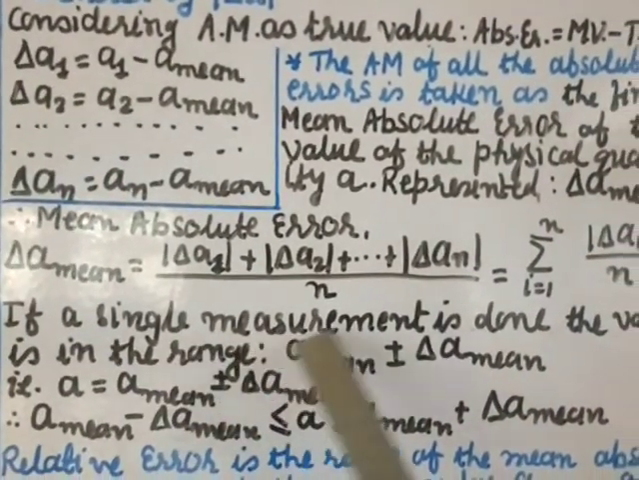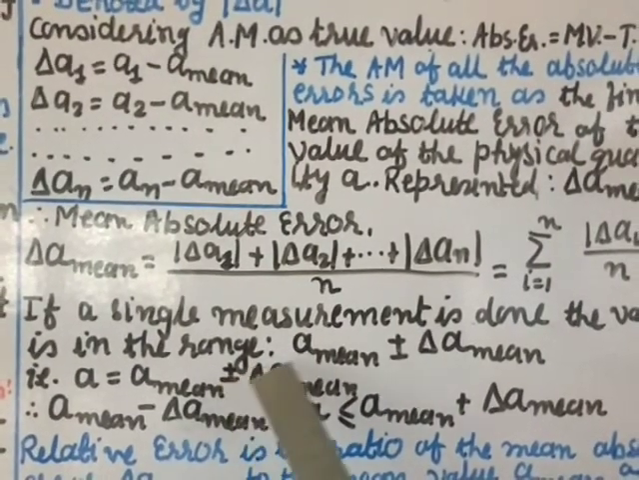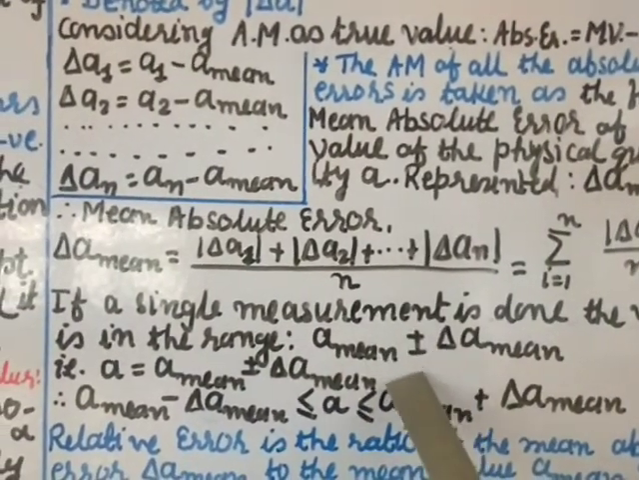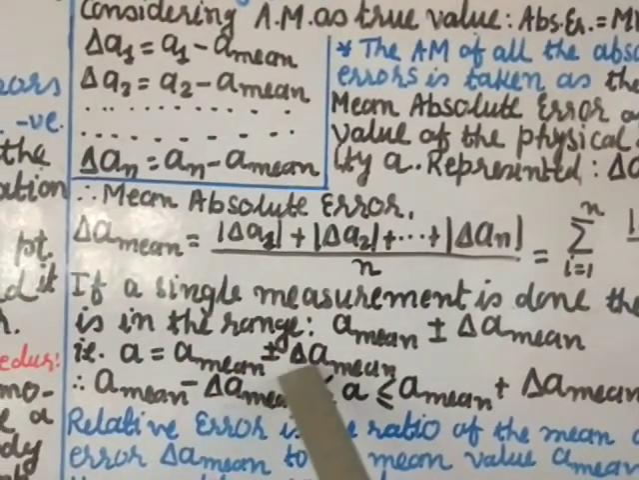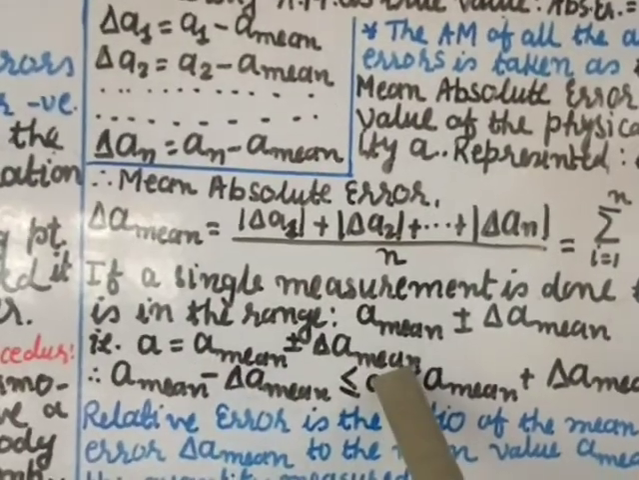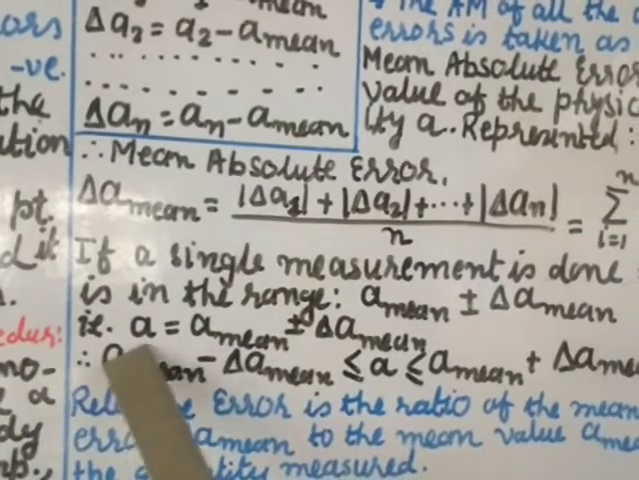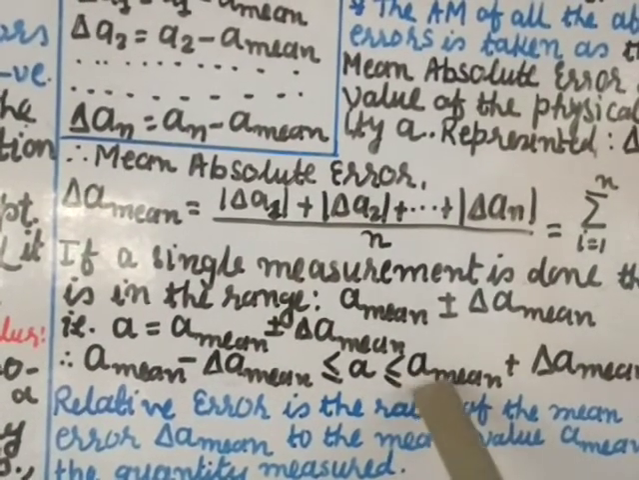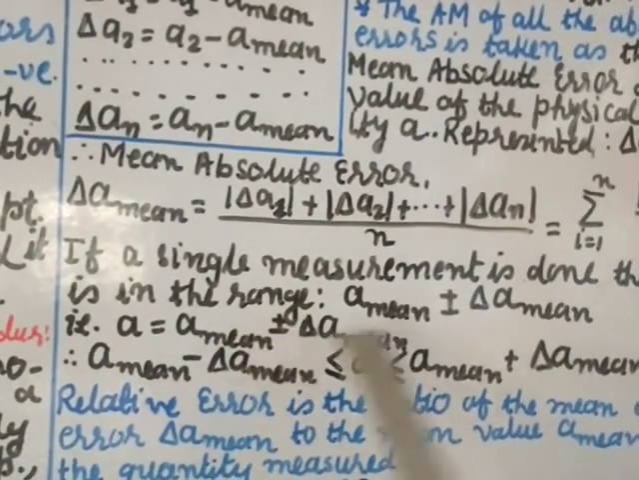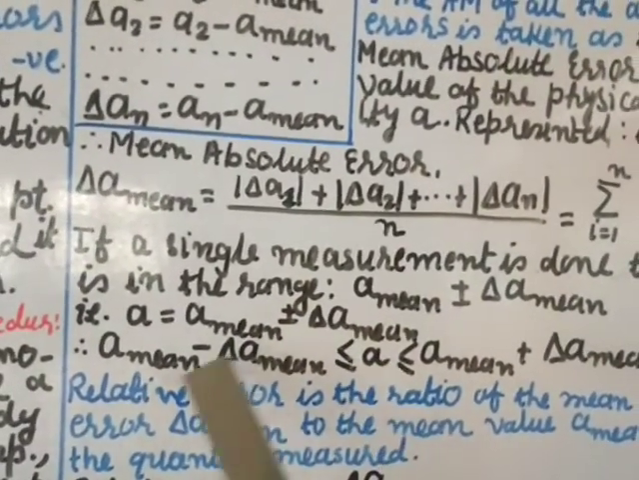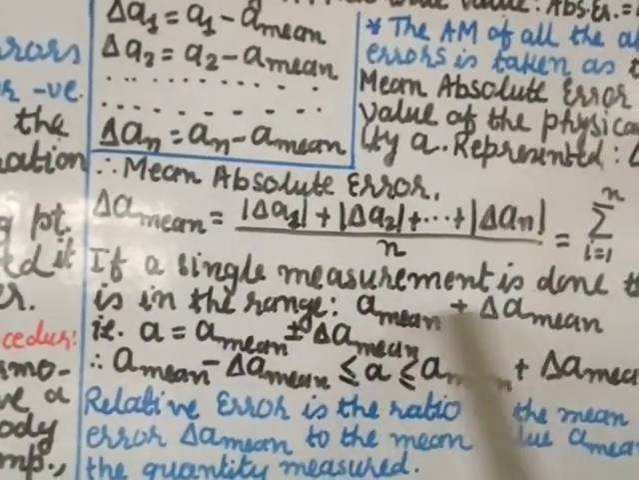If a single measurement is done, the value is in the range A mean plus or minus delta A mean. This means A is equal to A mean plus or minus delta A mean. This can be written mathematically as A mean minus delta A mean is less than or equal to A, which is less than or equal to A mean plus delta A mean. First I am taking minus, second I am taking plus, and in between is A. So A is lying between these, and that is the range.